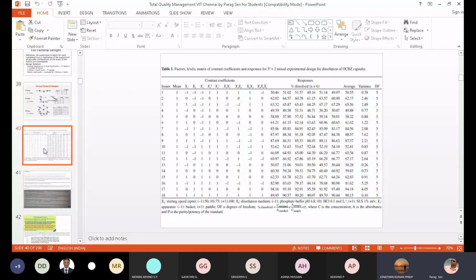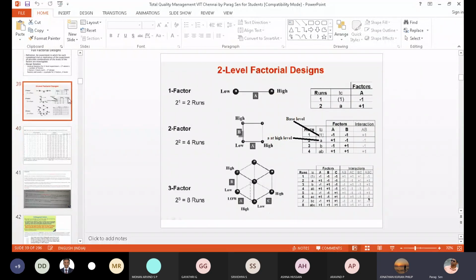actually, if you go through the design matrix, then you will find that these kinds of things are there. And if you want to know more details about the 3-level factorial design, I have provided one link in the WhatsApp group, so you can go through it in more detail.